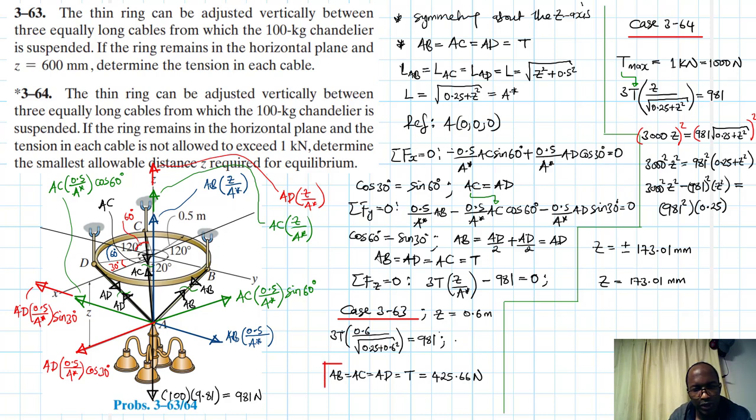We have AB there, like so. We have AB, which is equal to AC and AD, and then we also have the smallest allowable distance, Z, 173.01 millimeters.